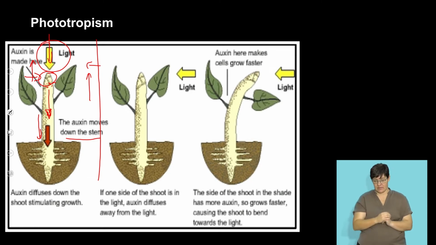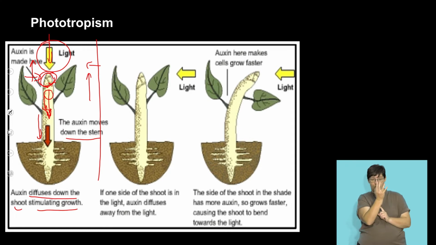So what is important is that the auxins diffuse down the shoot, stimulating the growth away from the source of the auxins. So as I mentioned, the auxins move down this way, causing the meristematic tissue to divide and therefore increasing the height of the plant.